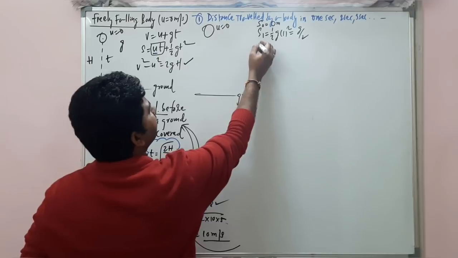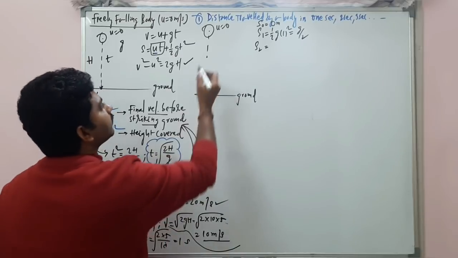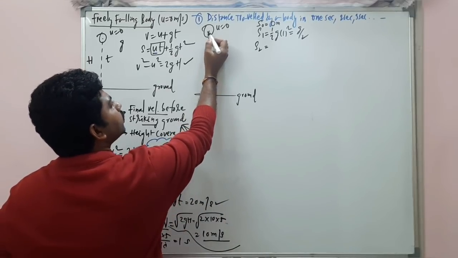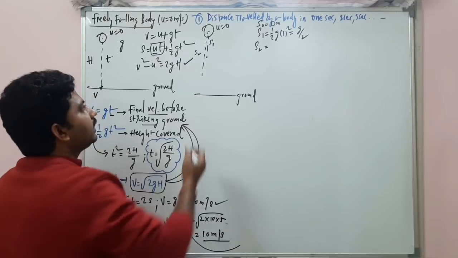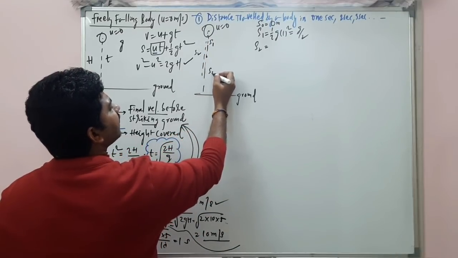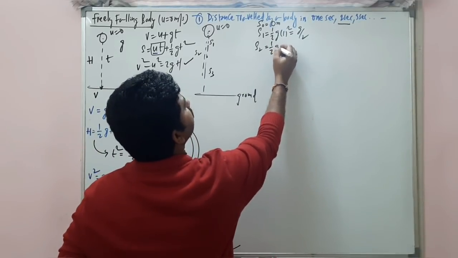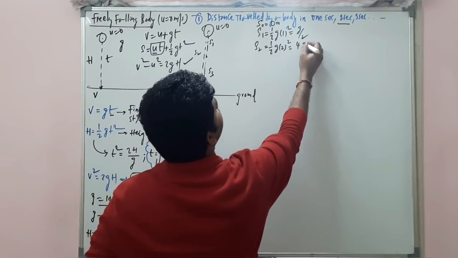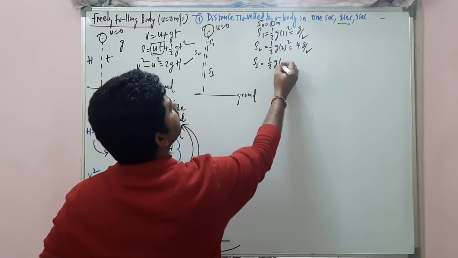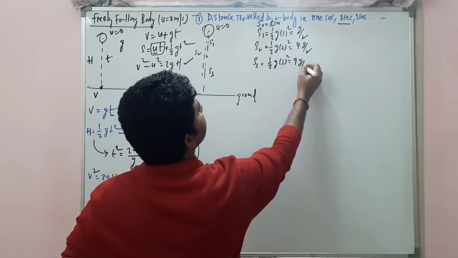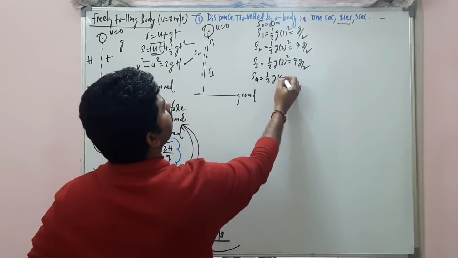Now, distance travelled by the body in 2 seconds. In 1 second, the body travelled this distance, S1. In 2 seconds, the body covered this distance, S2. In 3 seconds, the body covered this distance, S3. So S2 is how much? Half into g into 2 square, so it is 4g by 2. What is the distance travelled by the body in 3 seconds? Half into g into 3 square. It's 9g by 2. What is the distance travelled by the body in 4 seconds? Half into g into 4 square. It's 16g by 2.